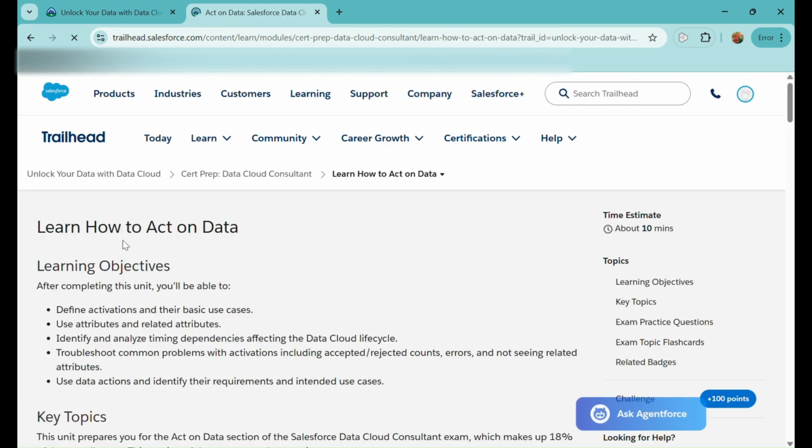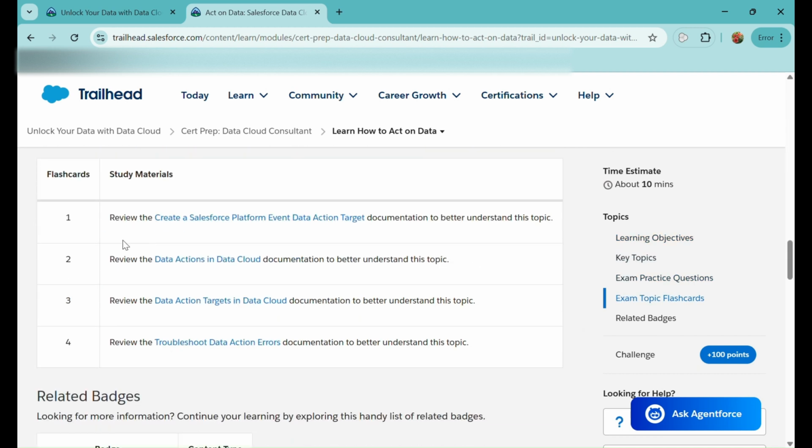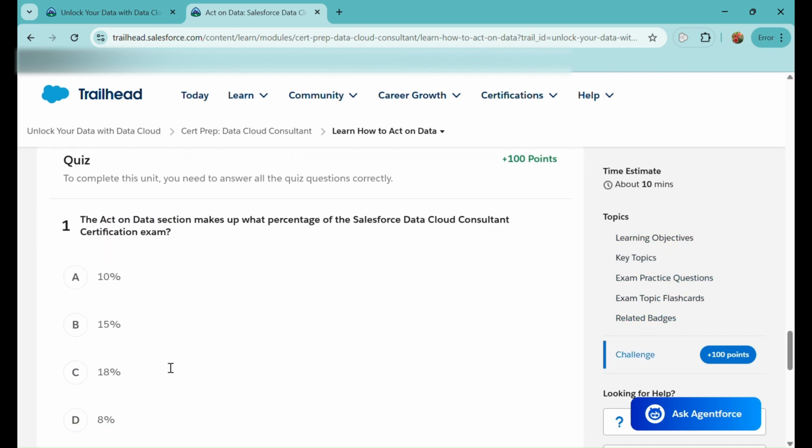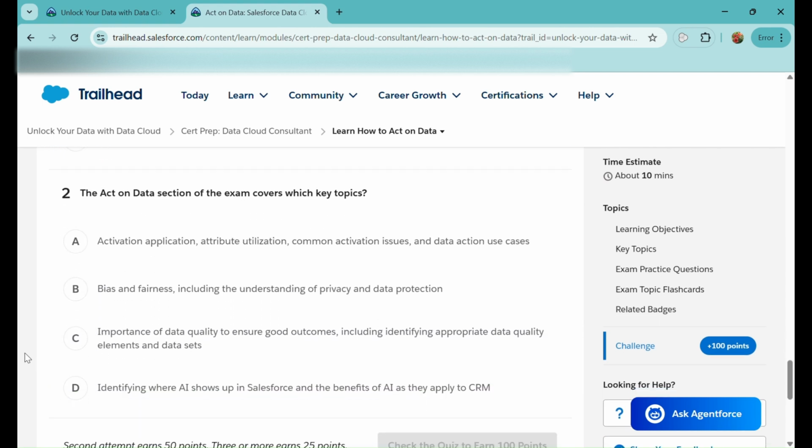Let's move on to the last unit of this module, that is learn how to act on data. We'll go to the quiz, and our first question is, the act on data section makes up what percentage of the Salesforce Data Cloud Consultant certification exam? And it is 18%. Second question is, the act on data section of the exam covers which key topic?